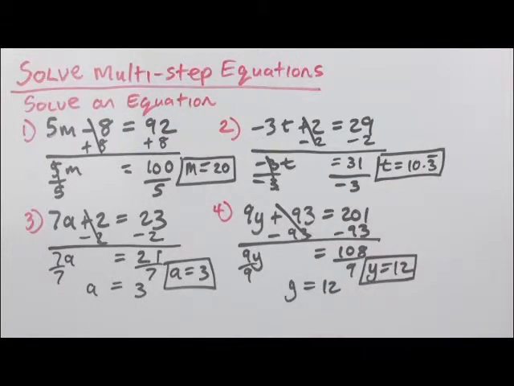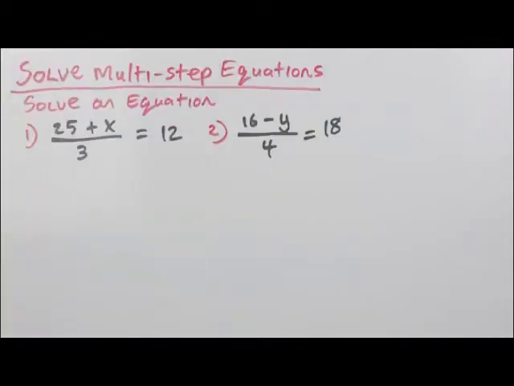Now, if we look back at number 2, what I did was when I subtracted the 2 from 29, I got 31 instead of 27, which is what I should have got. So divided by a negative, so the answer should have been negative 7. Let's look at another one.